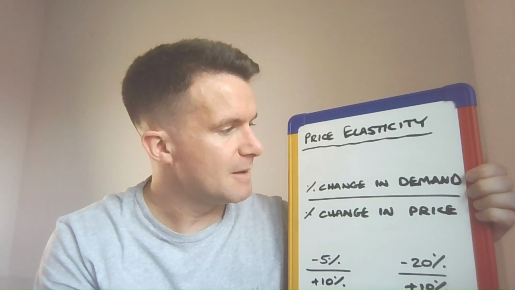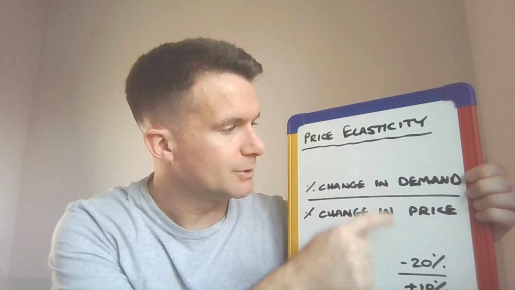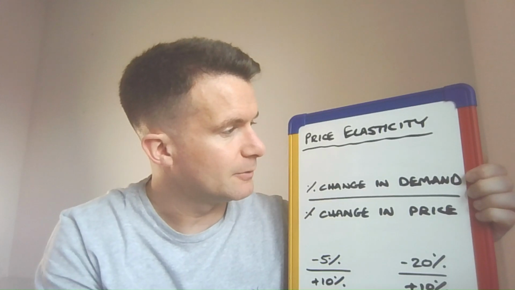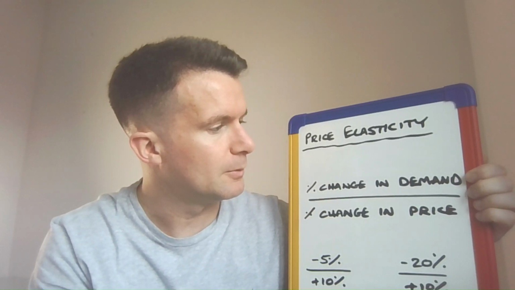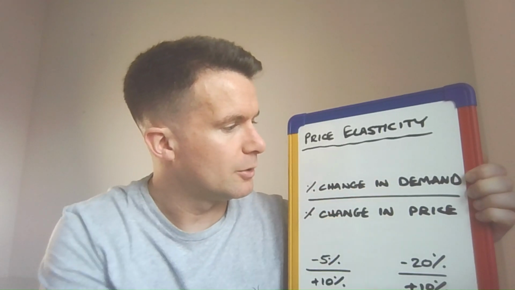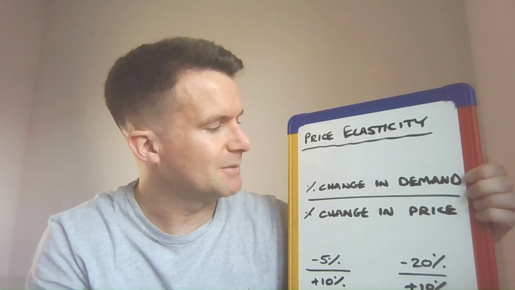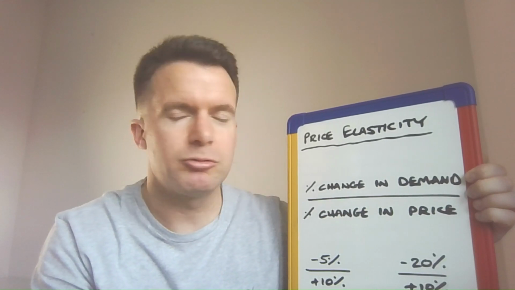An easy way to remember which goes on the top and on the bottom is that it is alphabetical. D, of course, comes before P in the alphabet. D over P. Percentage change in demand over percentage change in price.